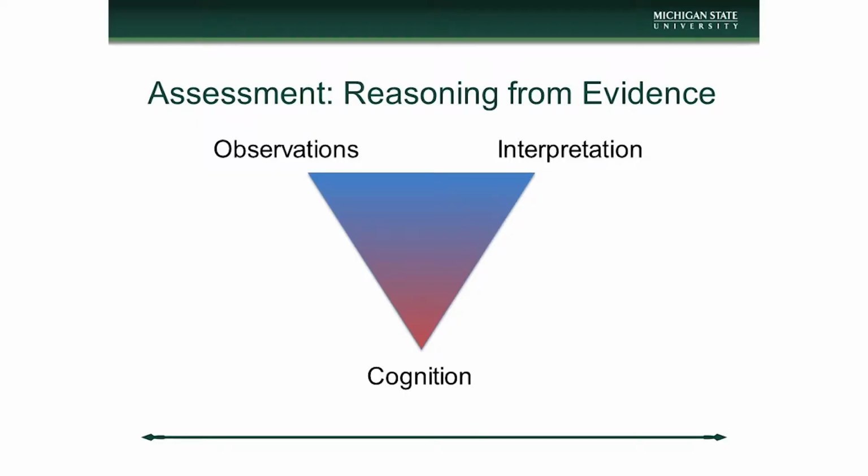There's a reference slide. All right, so one of the key points that they make in this book is what they call the assessment triangle. So assessment is reasoning from evidence, and we have things that we're observing, we have things we're interpreting, and we have cognition. And we're going to talk a little bit about each of those very briefly.